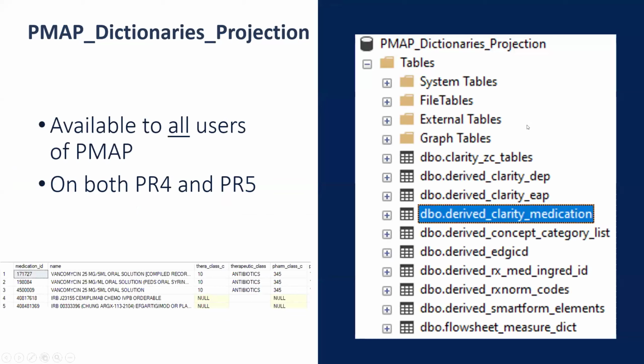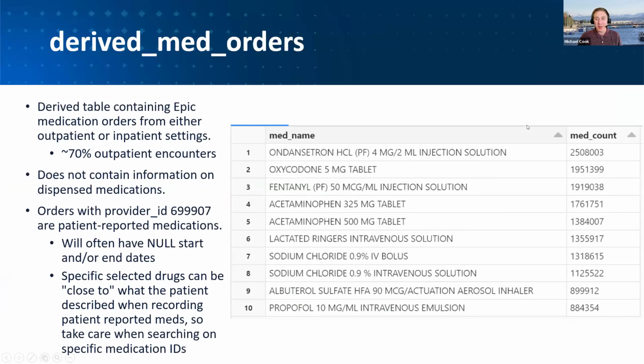Okay. So now I want to go through each table that I talked about in more detail. So first is the derived med orders table. This is one that contains the Epic medication order information. And this comes from either outpatient or inpatient settings. However, if you look at the number of encounters in the table, it's about 70% outpatient encounters. So primarily that's what you're going to be using this table for, is looking at outpatient drug orders. It does not contain information on dispensed medications. So that is something to keep in mind.